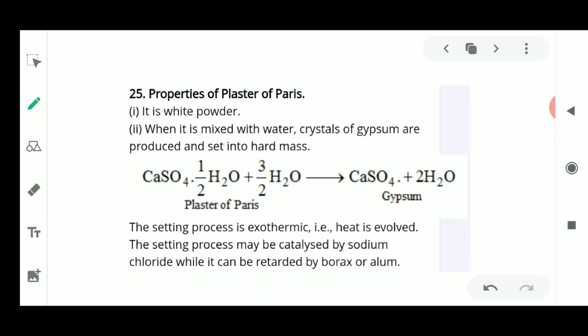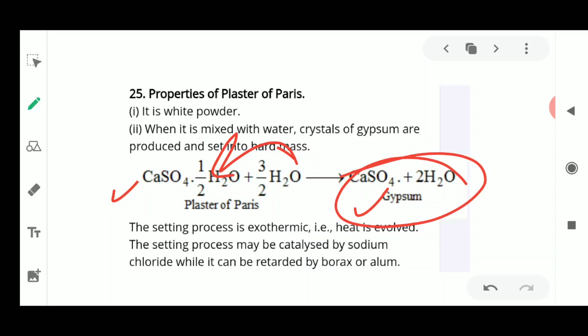Whenever we add water from outside, 3/2 water molecules are required to convert this CaSO4.½H2O into CaSO4.2H2O. That is why it becomes gypsum again. After setting, it becomes gypsum. This is the quality of plaster of Paris, so that it could be set into a hard mass.